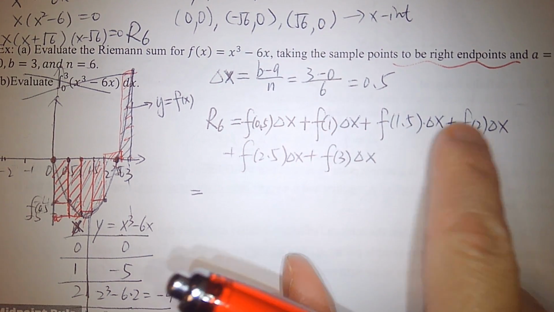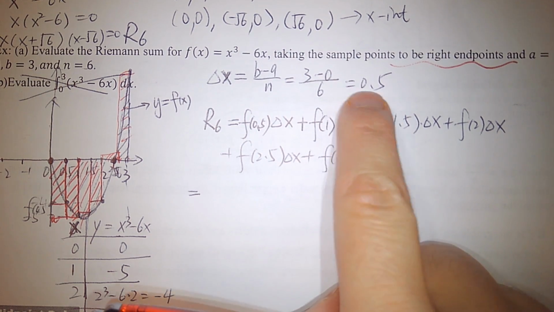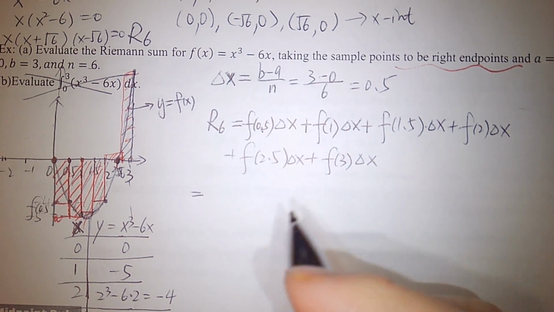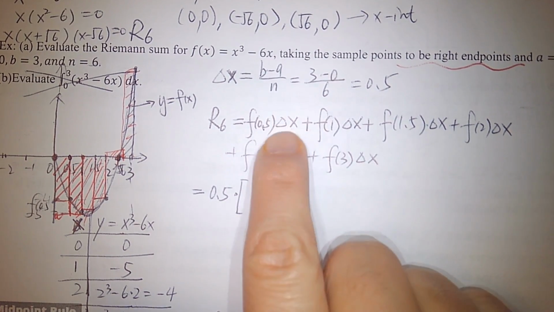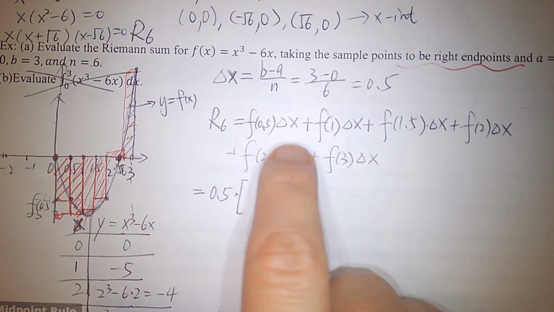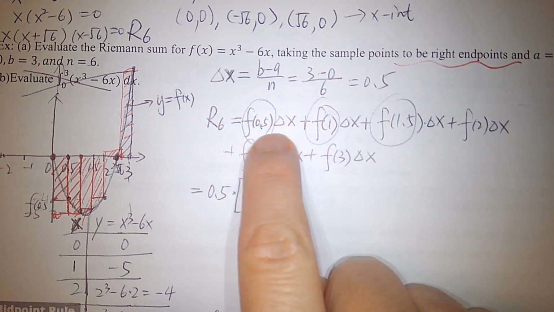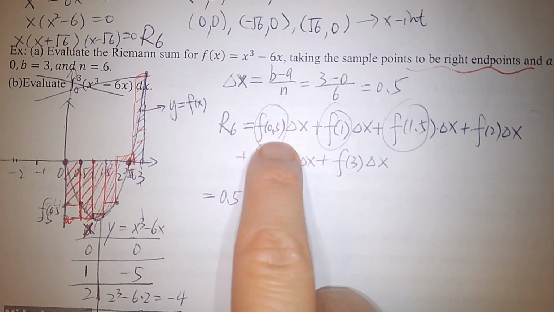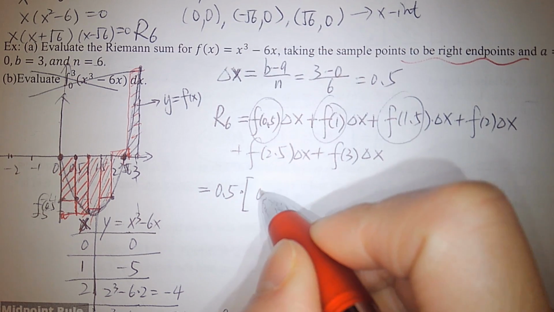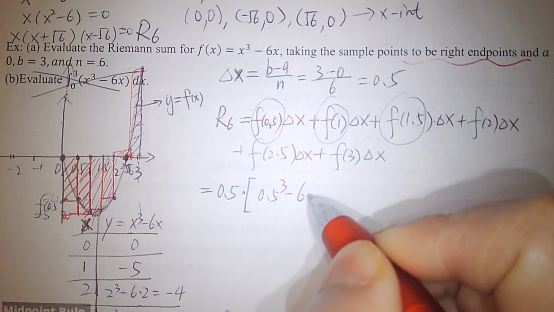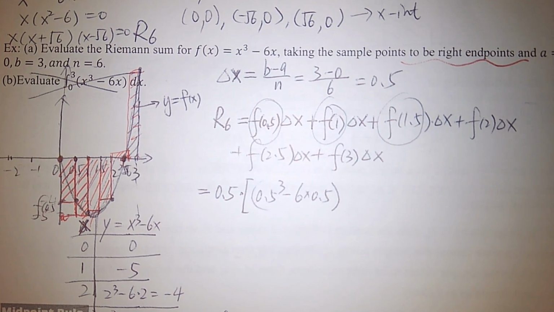Because every product has a delta x, I pull the delta x out. What is delta x? 0.5, right? So I write 0.5 outside. Then we only need to compute these f values, right? f of 0.5 means x equals 0.5, so 0.5 cubed minus 6 times 0.5. This is one value of the function.